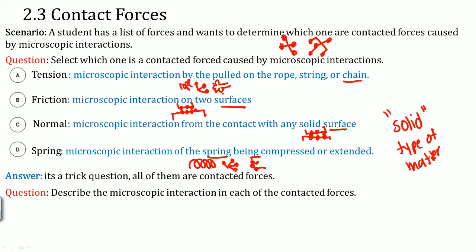This is how all the contact forces are related. As long as you know that these are all solids, their interaction will be on the microscopic level, therefore they're considered contact forces.